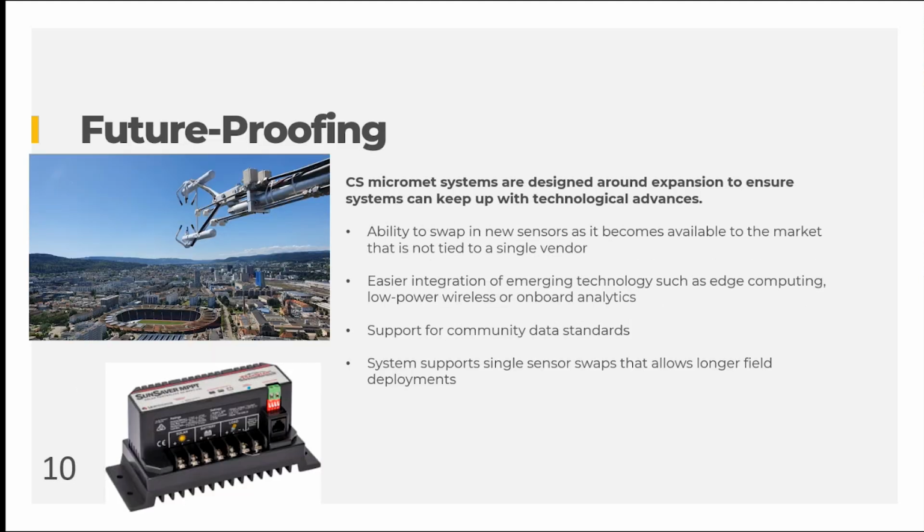Future-proofing is also extremely important. These systems are not cheap. We all know that it could be upwards of 50,000-plus USD to purchase an eddy covariance system. Our systems are designed around expansion, and this helps to ensure that they can keep up with technological advances so you don't have to scrap everything once new things come out.